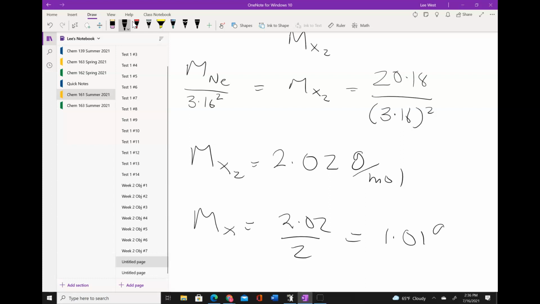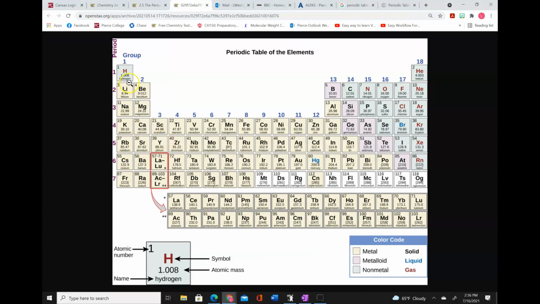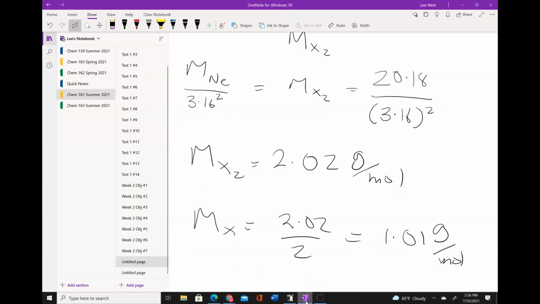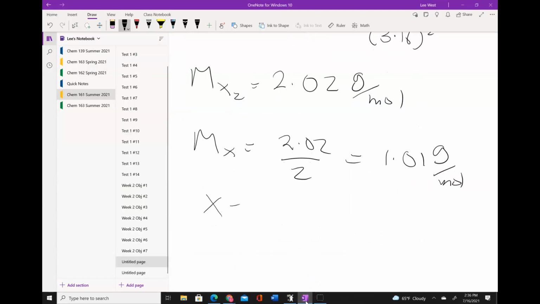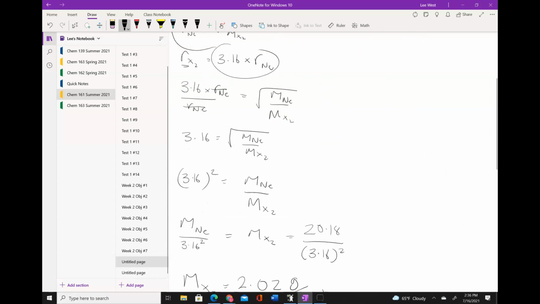And so that is 1.01 grams per mole. You might already have this memorized, but if we now go and find the atom that has molar mass closest to 1.01, there's only one possibility. It's hydrogen. So that means that X is hydrogen and our gas was H2.